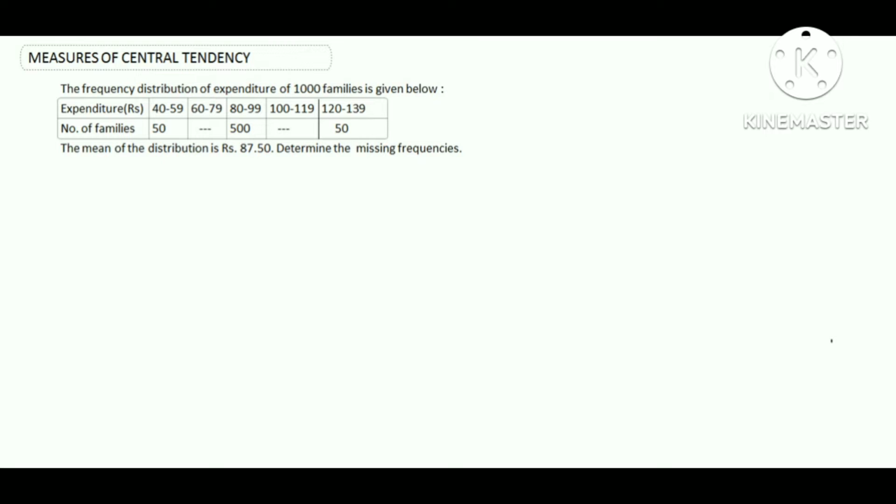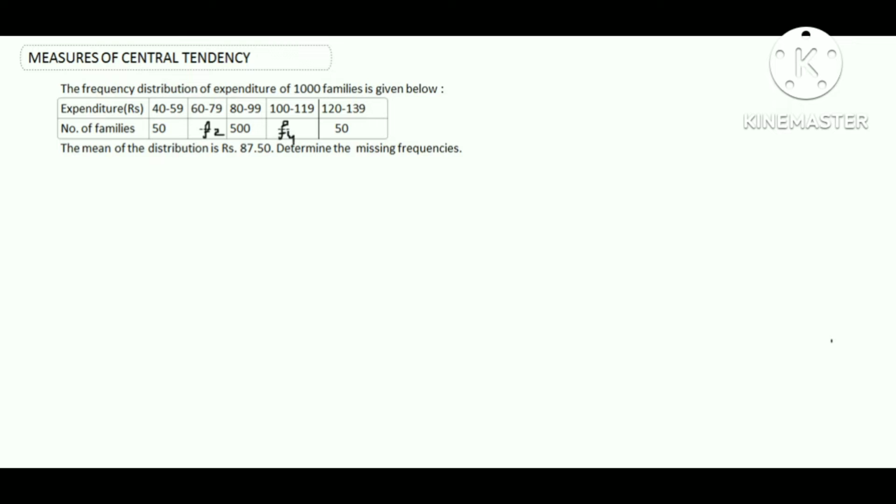The statement of today's problem is: the frequency distribution of expenditure of 1000 families is given below. The expenditure for different classes are given, and here we have two missing frequencies. Again we have given that the mean of the distribution is rupees 87.50. Determine the missing frequencies. So to find these two missing frequencies, first we say the missing frequencies are F2 and F4.